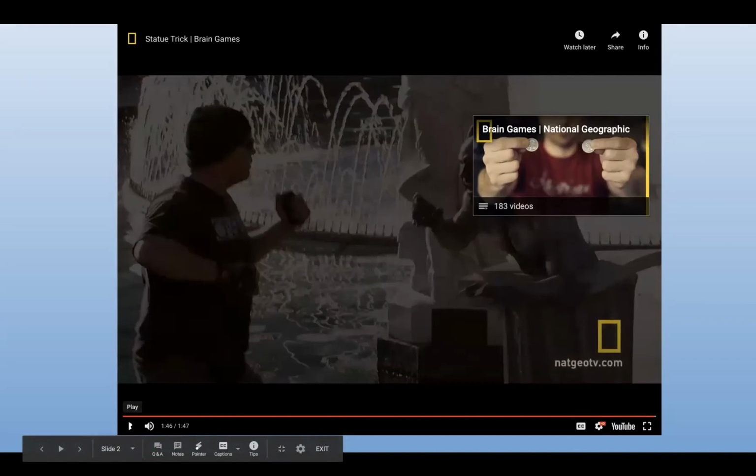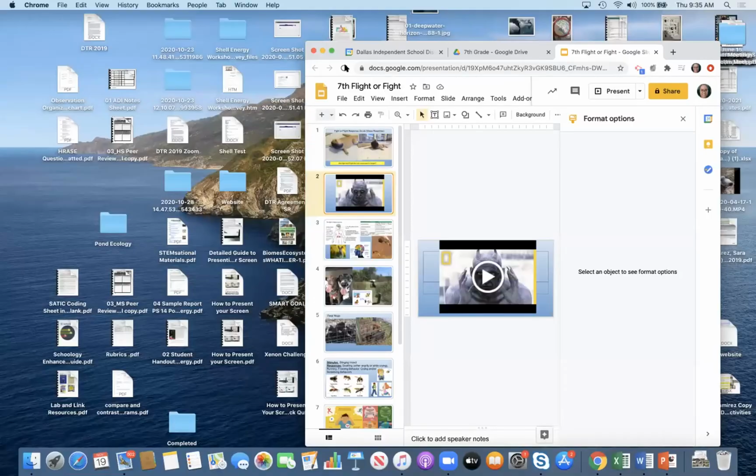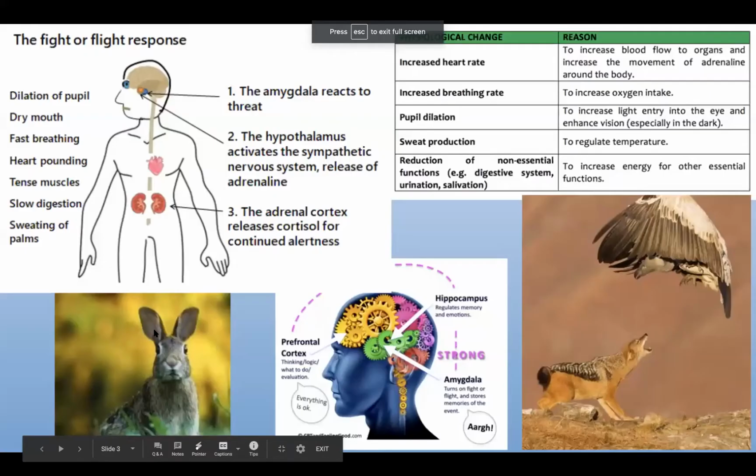So that's just a little experiment. So just think about in your own daily lives, where have you been in a stressful situation where you were either in a fight or flight response? So our next thing that we're going to take a look at, as we continue with our presentation, is the actual physiological response that your body has.